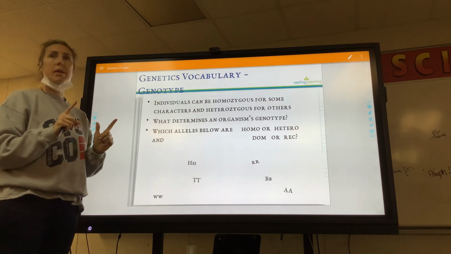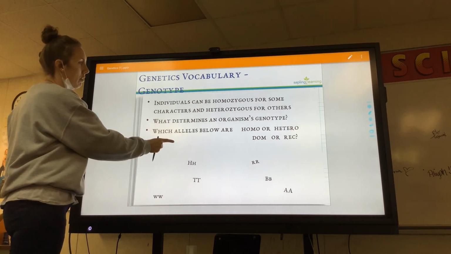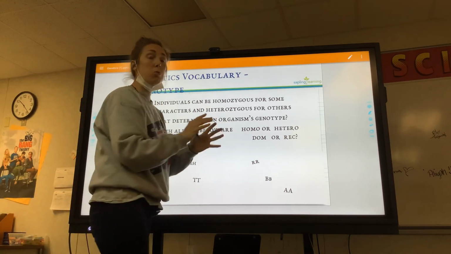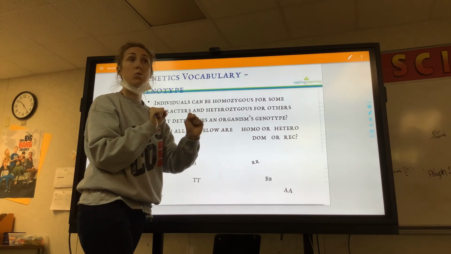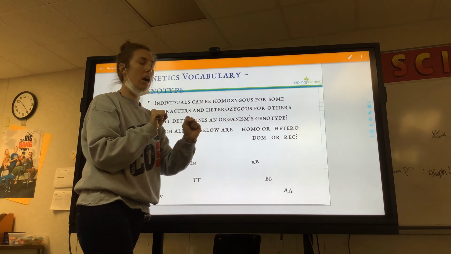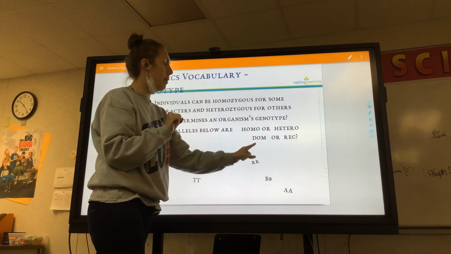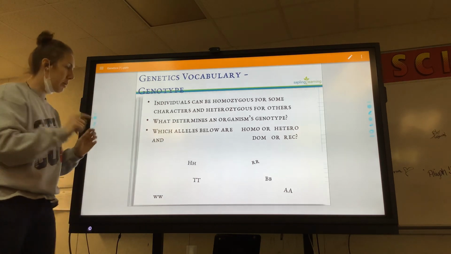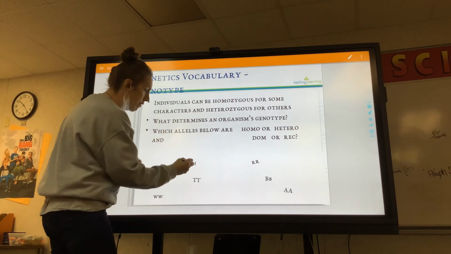You're gonna tell me if these, I'll pick them out, because this is what we do. Whenever we see a pair of letters, we see if they're homo or hetero and dominant or recessive. So, I'll just take volunteers, but could somebody volunteer for this one?